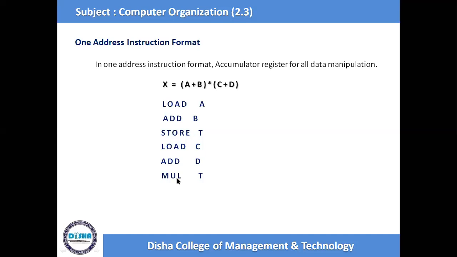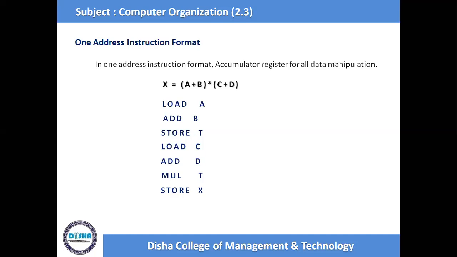So mul T, that means this instruction describes that the content of the accumulator is multiplied with the temporary location T and the result will be stored in the accumulator. Then we have to write another instruction to vacate the accumulator, because the accumulator should be vacant for further data manipulation activities. So we use the store X instruction to retrieve the data from the accumulator and store it in X. So this way the one address instruction format is used.